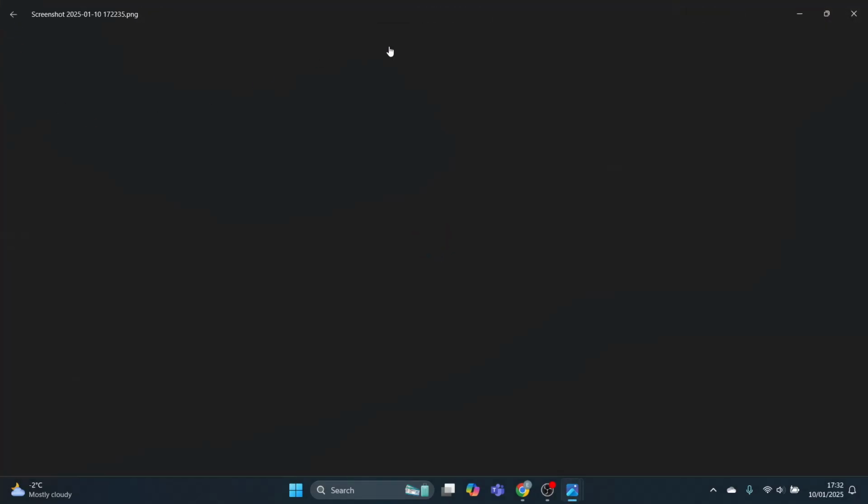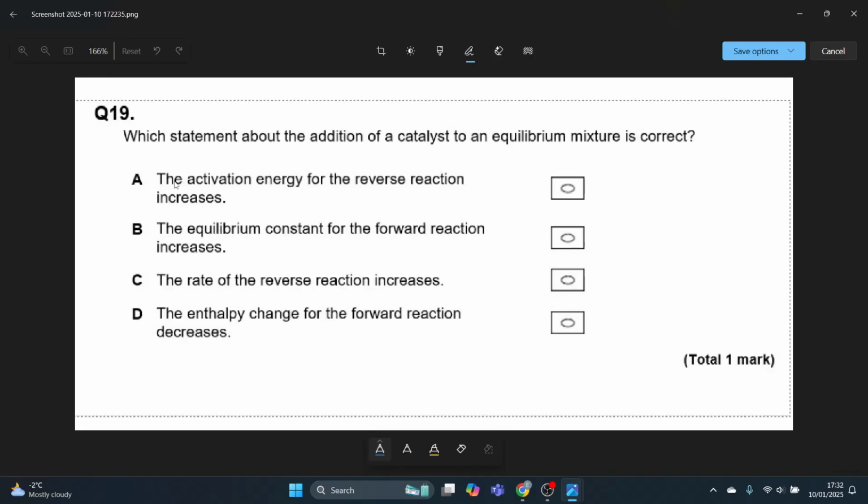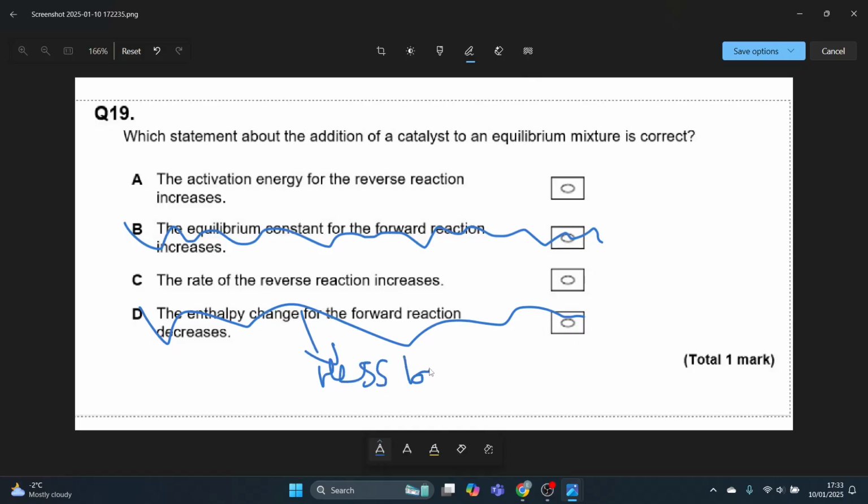Which statement about the addition of a catalyst to an equilibrium mixture is correct? The activation energy for the reverse reaction increases. The equilibrium constant for the forward reaction increases. Catalysts, equilibrium constants. Only temperature can affect the equilibrium constant, so that's definitely false. The rate of the reverse reaction increases. The enthalpy change for the forward reaction decreases. No, Hess's law: total enthalpy change is independent of route taken.